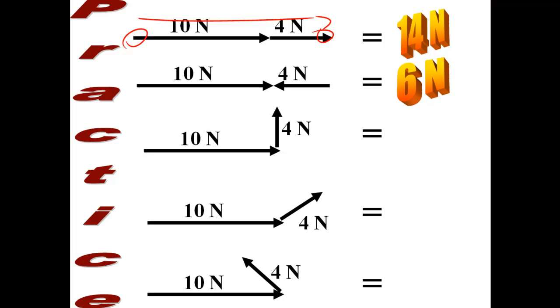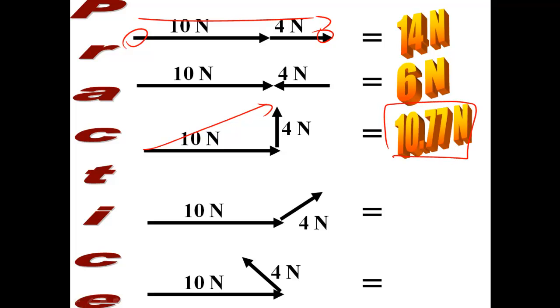So those are our maximum values. We know that everything's moving to the right, it's 14. Half of it is moving to the right, the other half is moving to the left, that's 6. Those are minimum and maximum. And when we solve for the Pythagorean theorem, we get 10.77. Look at that, 10.77 is halfway in between.